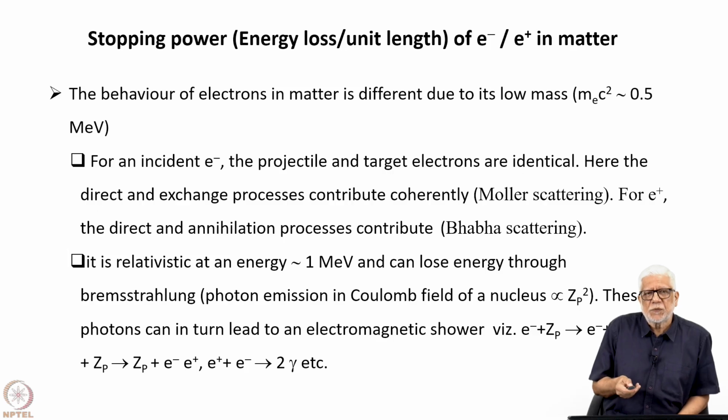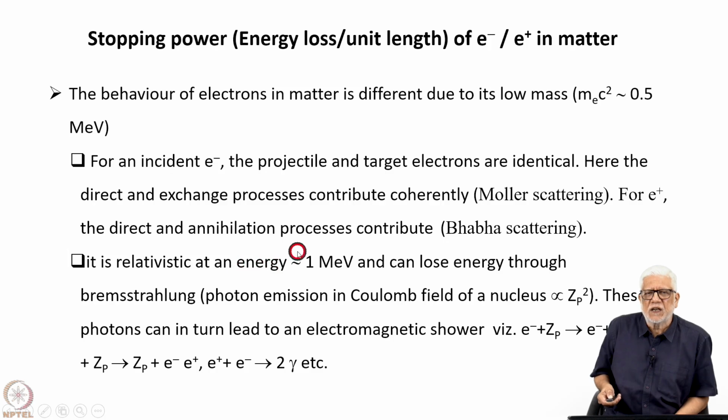Electrons and, as I said, positrons show slightly different behavior because of their low mass, and because then they can scatter off the electrons, and there are two processes that contribute for the electron, and similarly two diagrams that contribute for the positron. Since the electron has a very low mass, of the order of half MeV, the rest mass of the electron is half MeV.